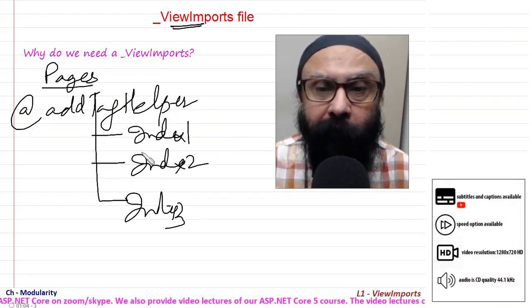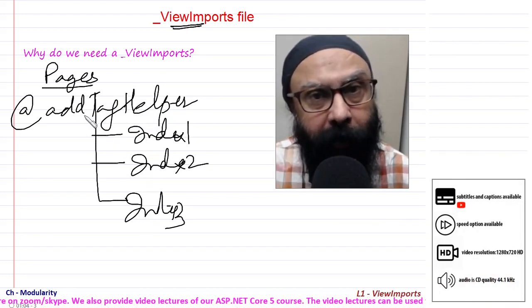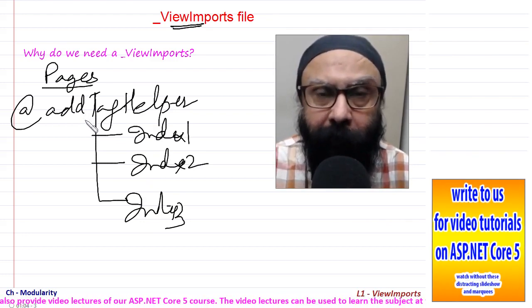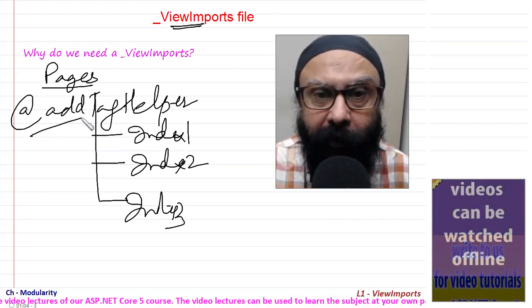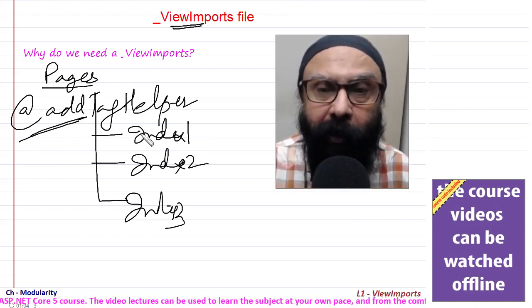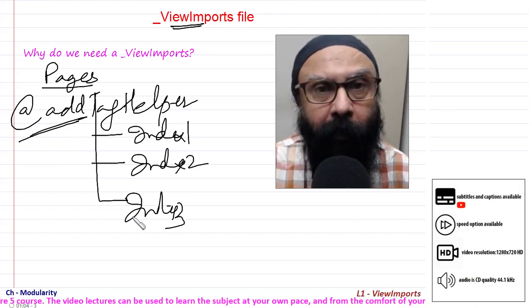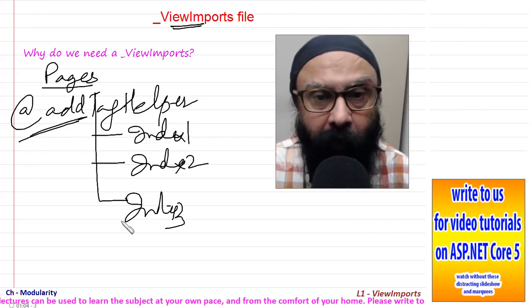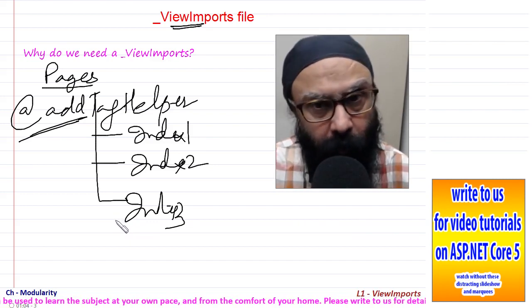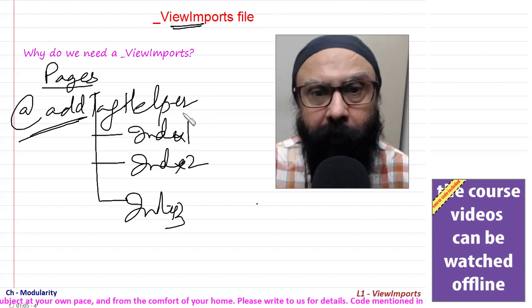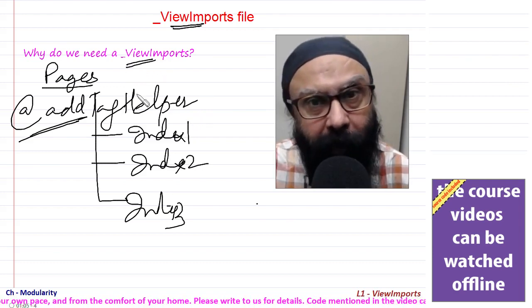Now if all of these files have to contain the same directive, then it is better to write this directive in just one file and include that file in all of them. Like we do in C or C++, we have header files. We can do the same thing here also. And it is done with the help of a ViewImports file.